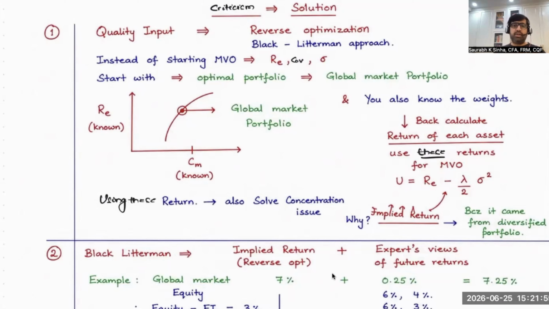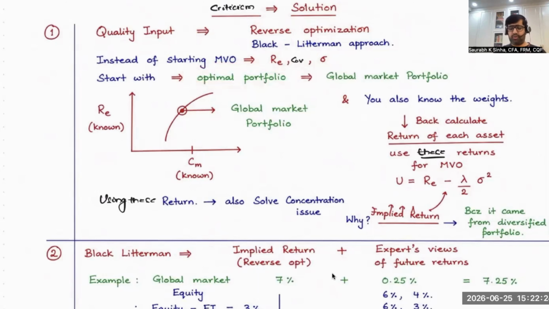What is the solution? So first of all, what is the solution for garbage input? So garbage input can be converted into quality input with the help of reverse optimization and Black-Litterman approach. Both of them are almost similar. So I'll talk about first the reverse optimization technique. It says that instead of estimating return, covariance, and standard deviation of any asset, do not start from that. Start from your optimal portfolio.